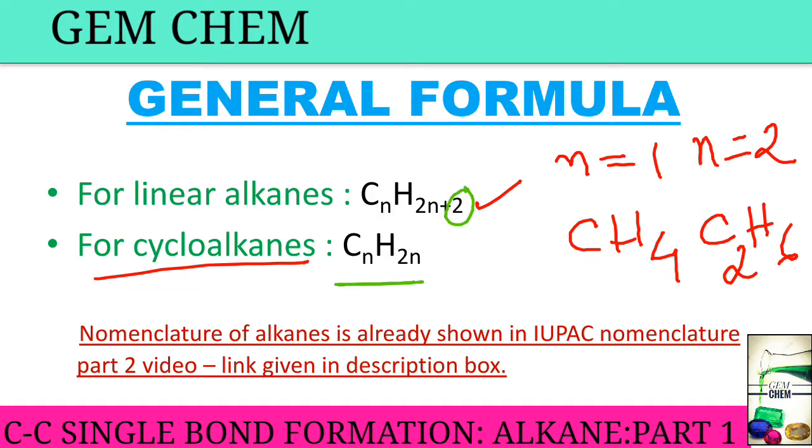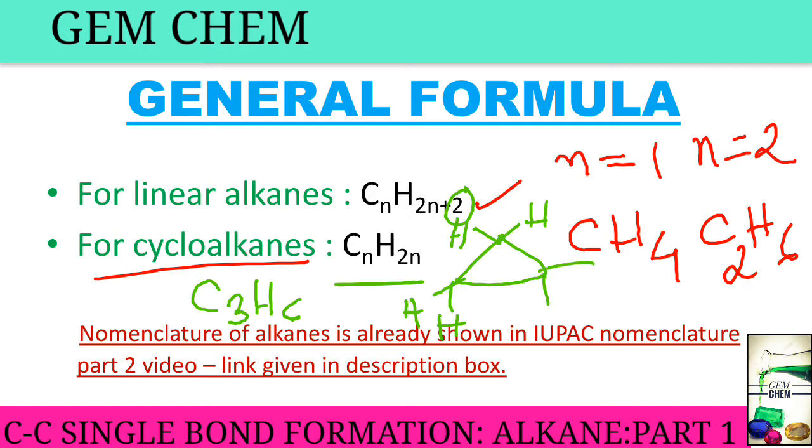So a cyclic alkane can only be formed when the carbons can join. The least carbon containing cyclic alkane is cyclopropane. So it has the formula of C3H6, that is 2 hydrogens here, 2 hydrogens here, and 2 hydrogens here.